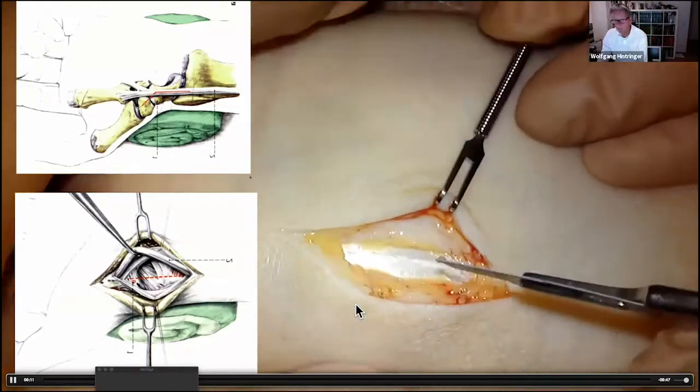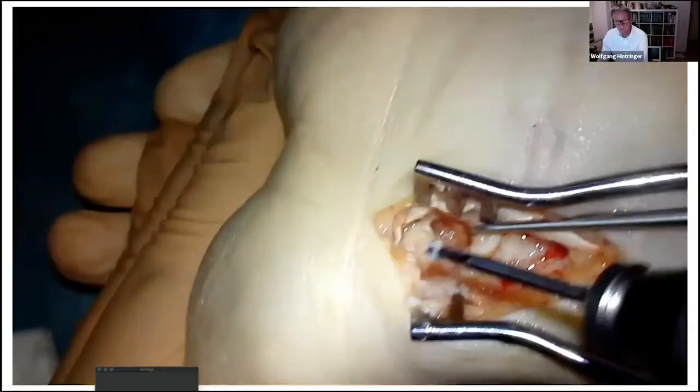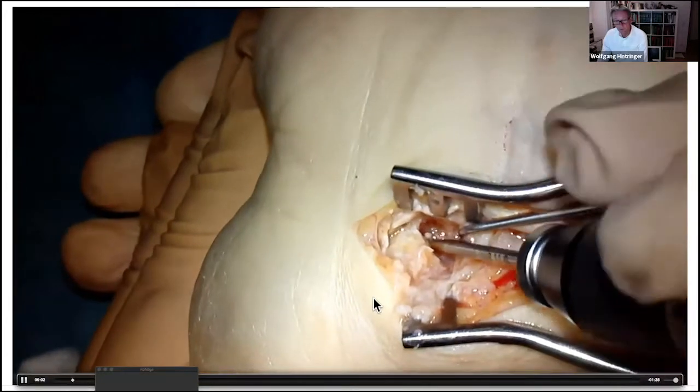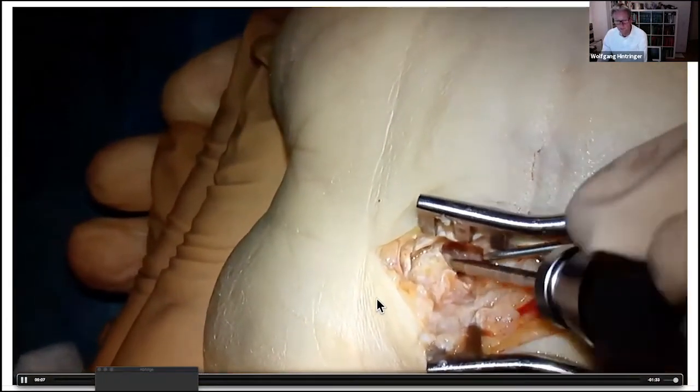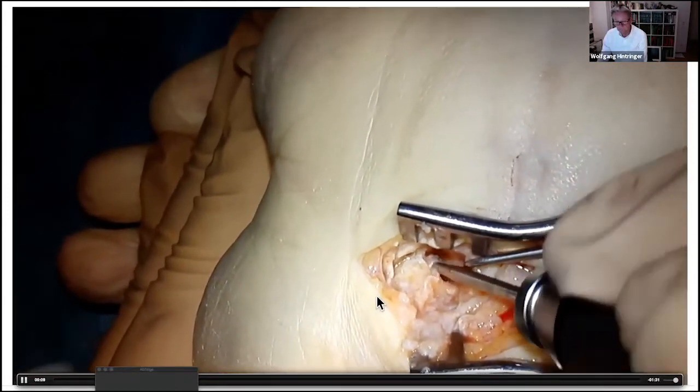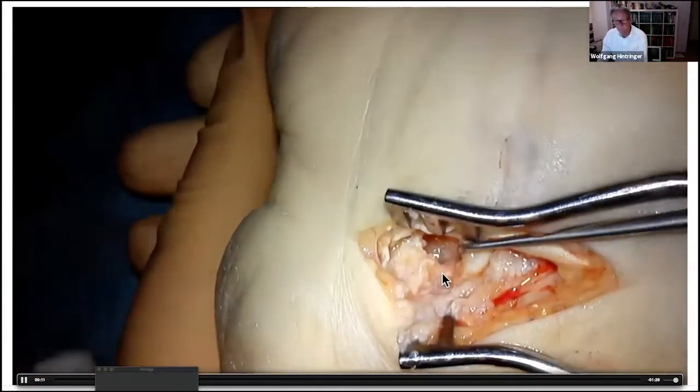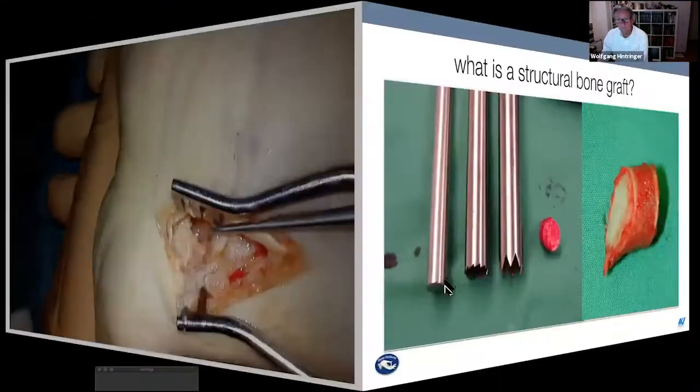I have to hurry up a little bit. And then here in wide exposure, at first with a drill and then with a small spoon, excavate the scaphoid, make a big hole.